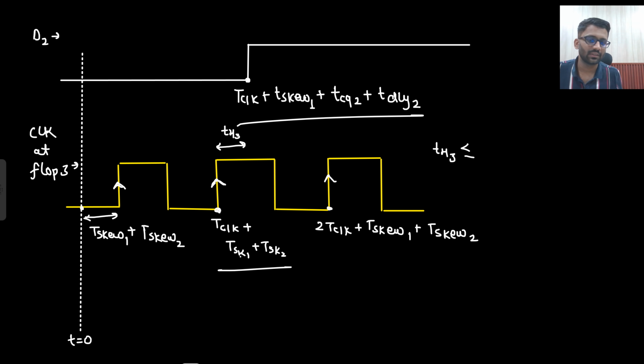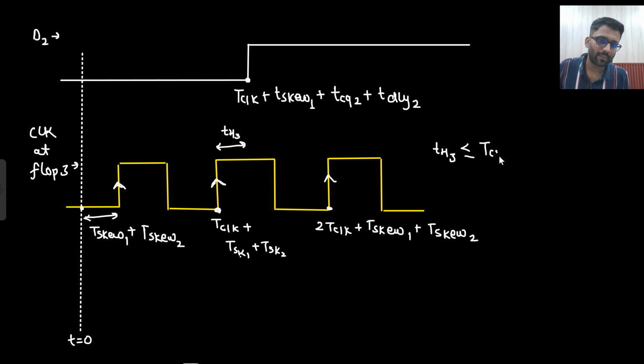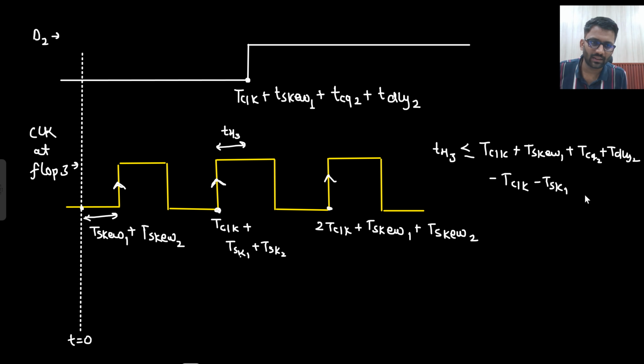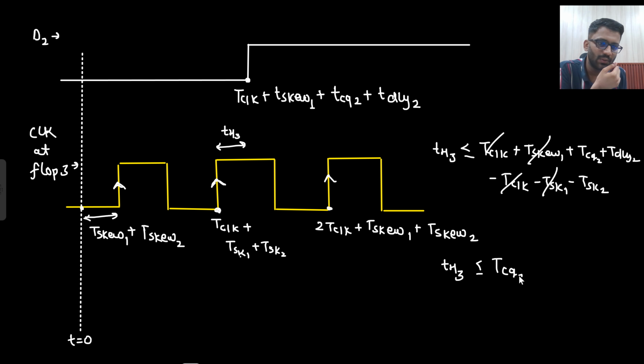So T clock plus T skew 1 plus T CQ2 plus T DL by 2 minus T clock minus T skew 1 minus T skew 2. So this is getting cancelled, this is getting cancelled. So what are you getting? TH3, that you will be getting, and T clock is getting cancelled as well. So T CQ2 plus T DL by 2 minus T skew 2.